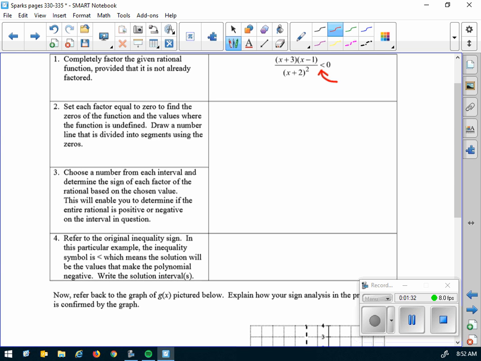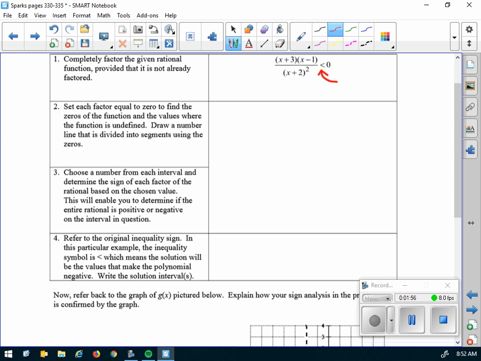Graphically, what would I be looking for? Below the x-axis. Okay, so steps. Remember, step 1, factor completely. It is already factored completely. Hallelujah. Number 2, every factor that you see, you're going to set equal to 0. That allows us to find our critical numbers.